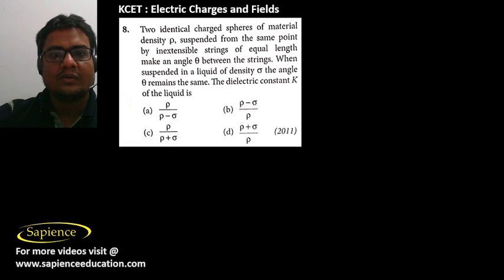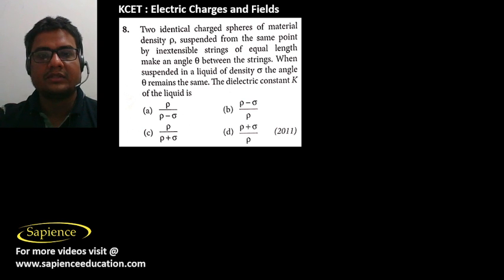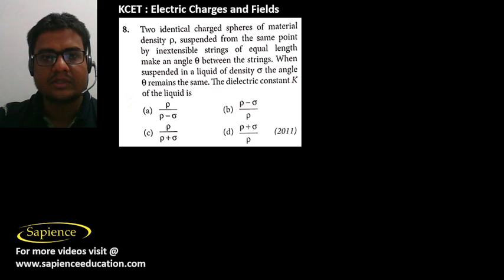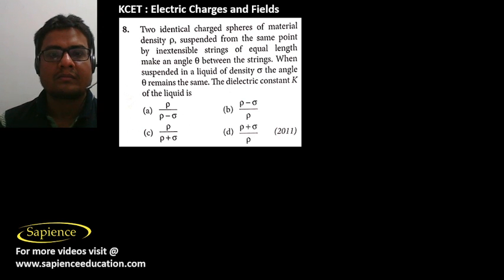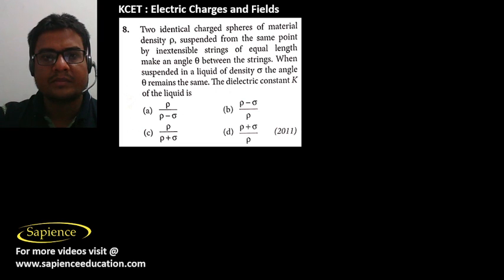Then here it is told, two identical charged spheres of material density rho suspended from the same point by inextensible strings of equal length make an angle theta in between the strings.